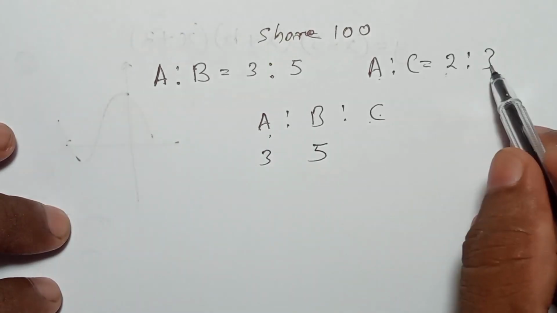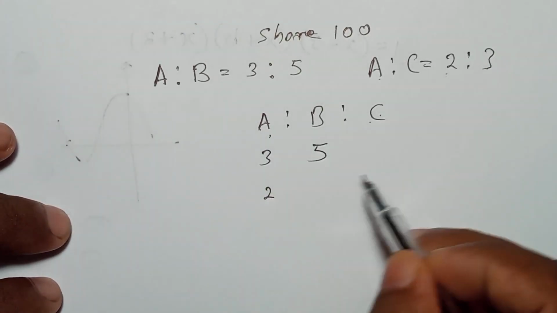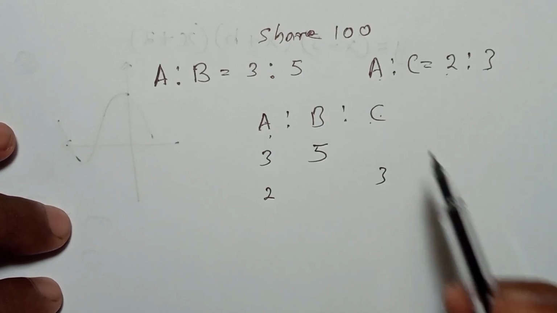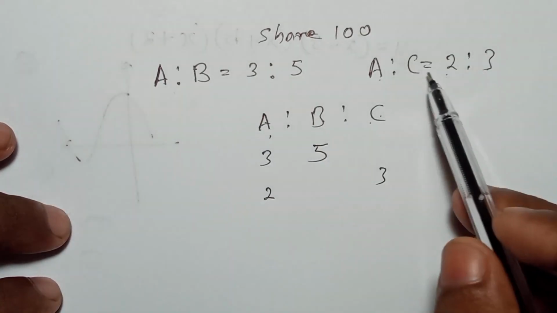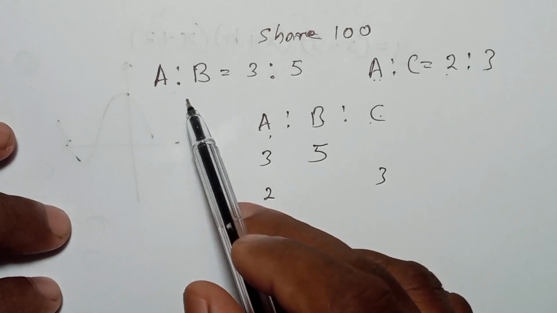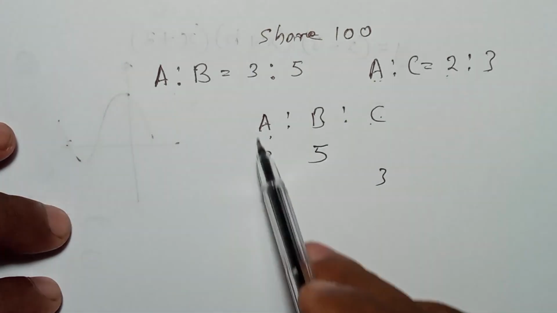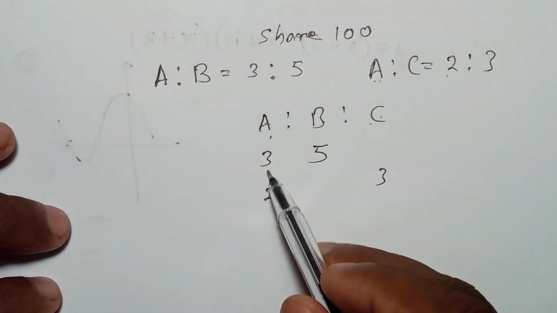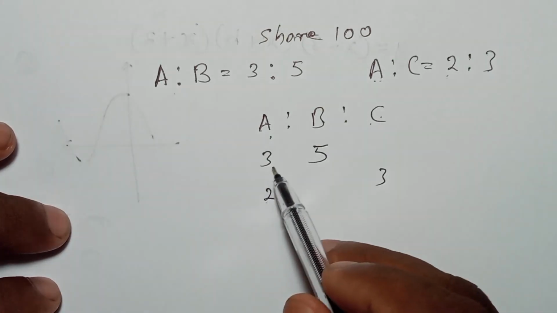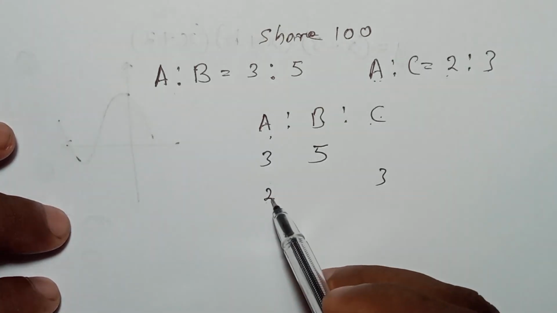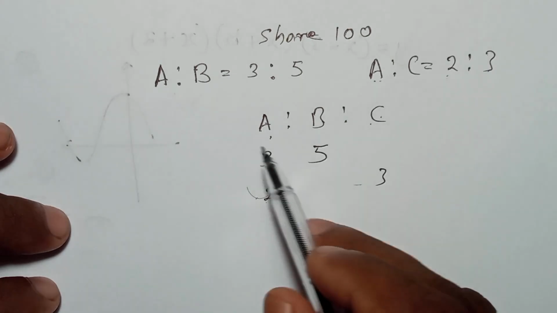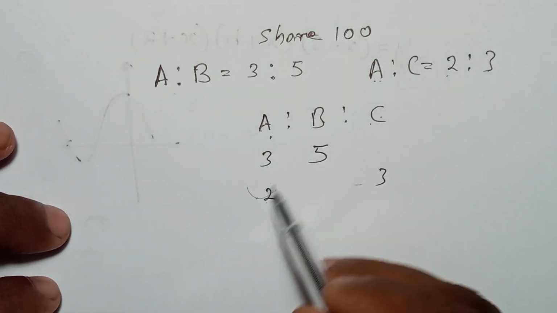So down here I will write A to C, 2 is to 3, like this. Try to understand how I wrote it. Here A to B and A to C. So A to B, 3 is to 5, it's very easy. And then A to C, very carefully, A to C means here A and C. Now we have one value in both places. In this ratio we have the A value, and in this ratio also we have the A value. Now you need to combine all three with this one.